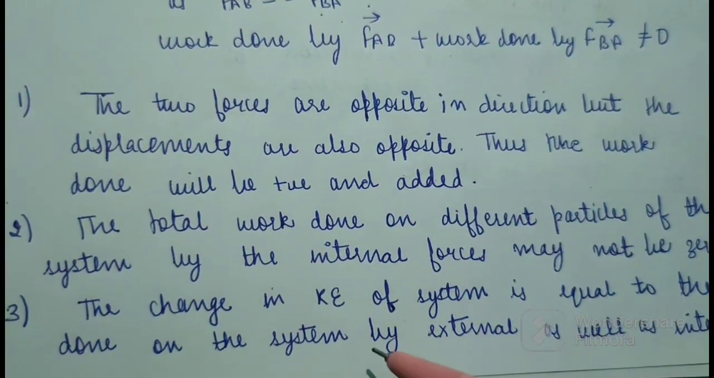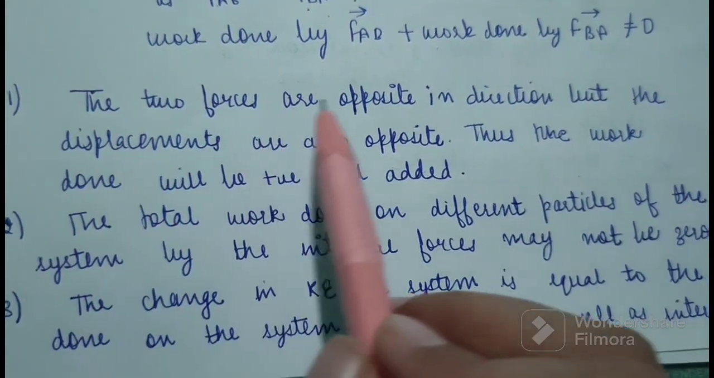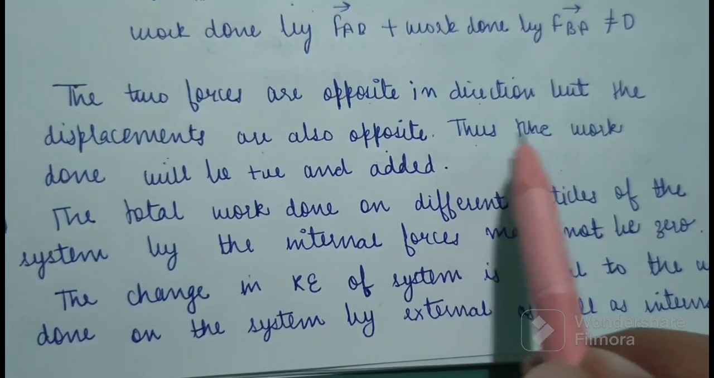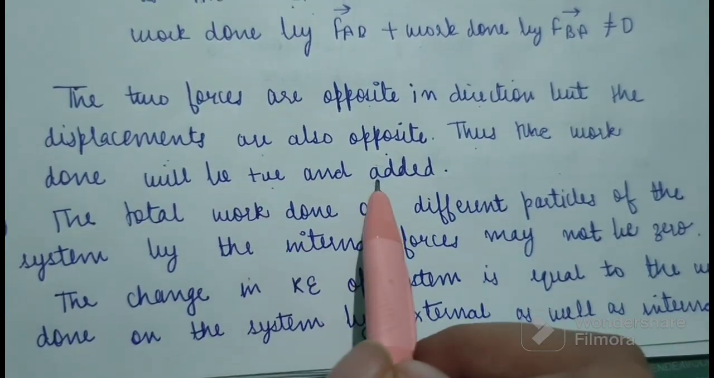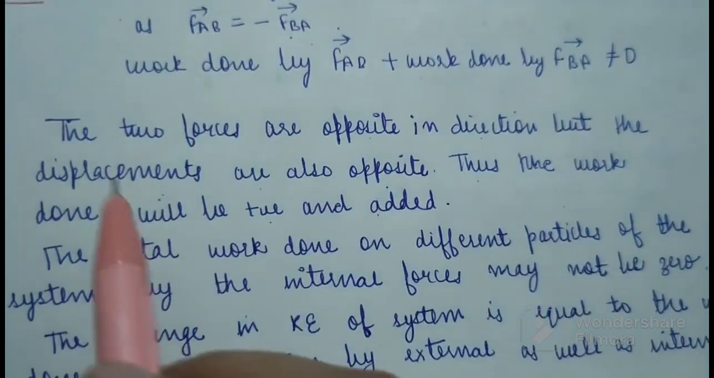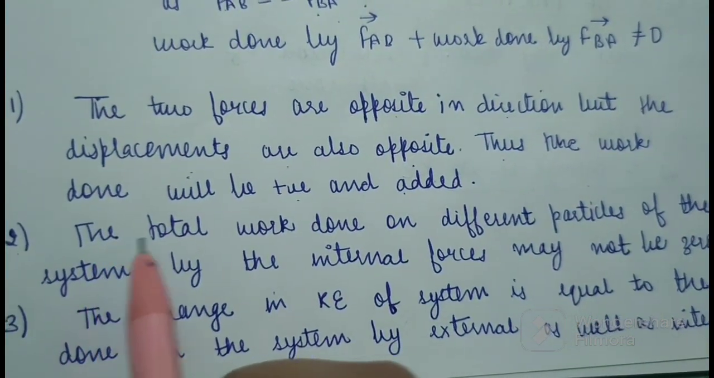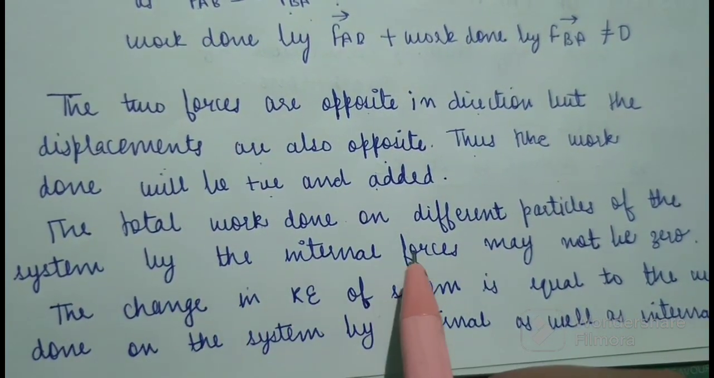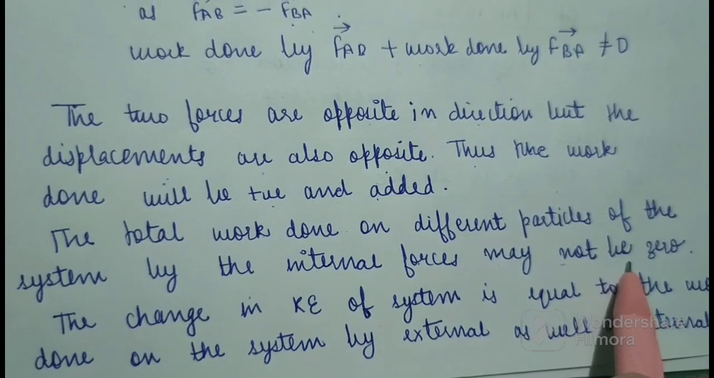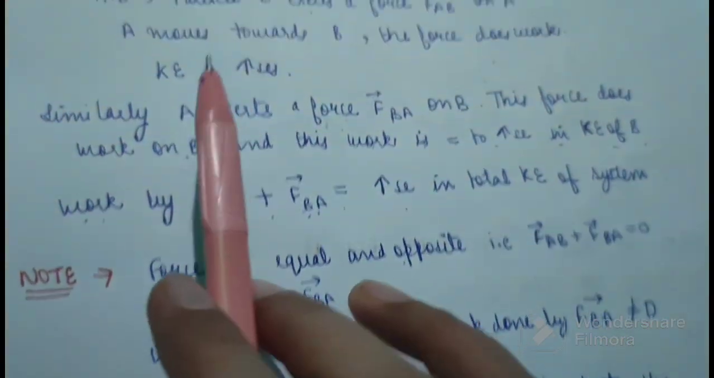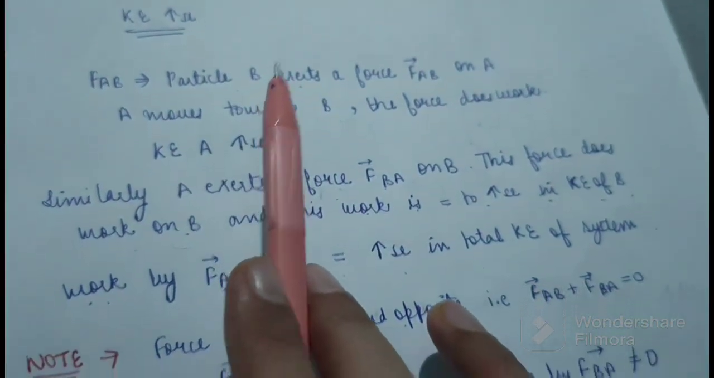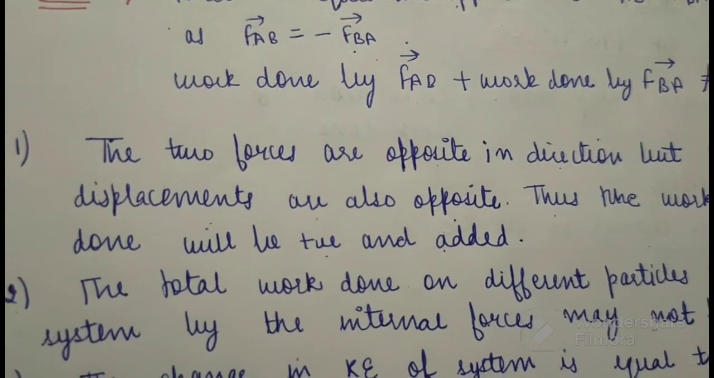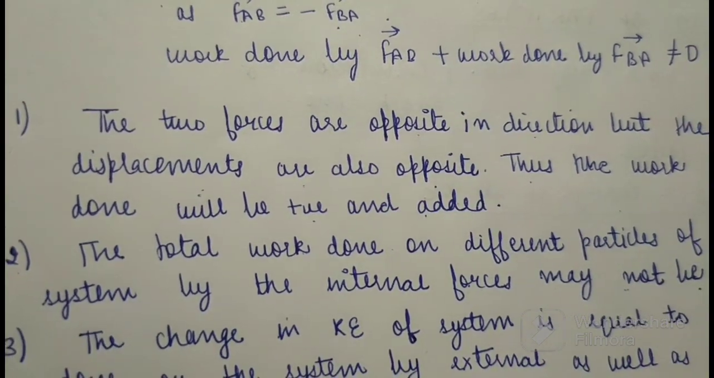These are the three very important points. First, the two forces are opposite in direction but the displacements are also opposite. Thus, the work done will be positive and added. I have explained above. Now, the second point is the total work done on different particles of the system by the internal forces may not be 0. जैसे कि हमने एग्जाम्पल लिया था कि वो अट्रैक्टिंग फोर्स लग रही है, लेकिन कोई हम एक्सटर्नल फोर्स तो नहीं लगा रहे, still जो उनका वर्क डन है is not equal to 0.